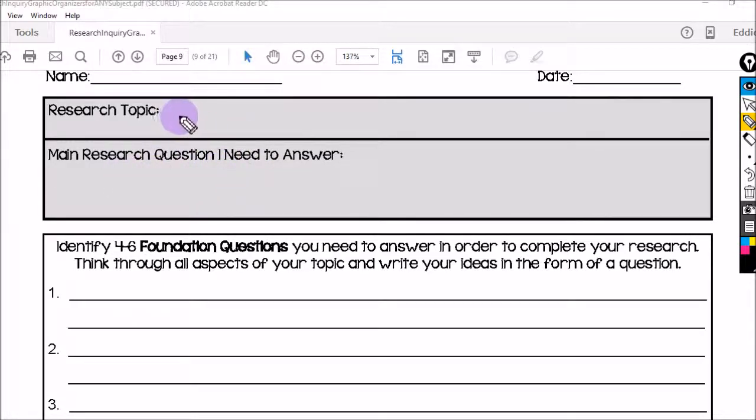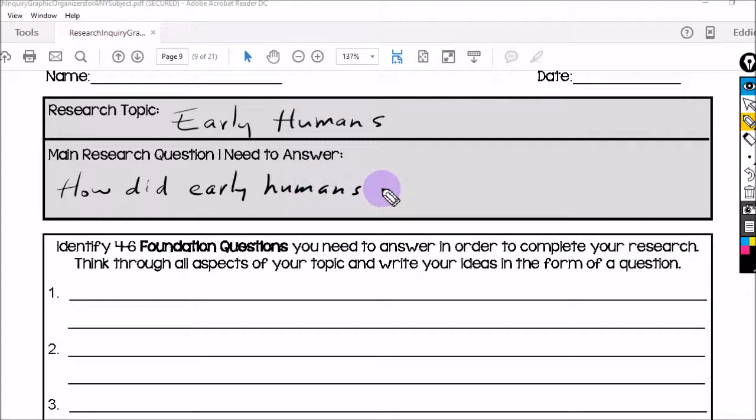So for me, I remember it was early humans. Yours might be different. And then my main research question was, how did early humans hunt? So you want to get yours down. How did early humans hunt?